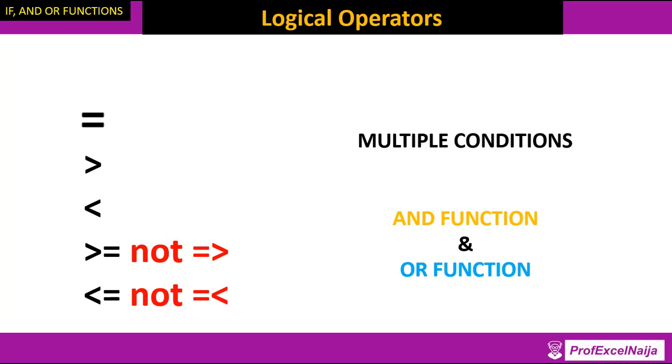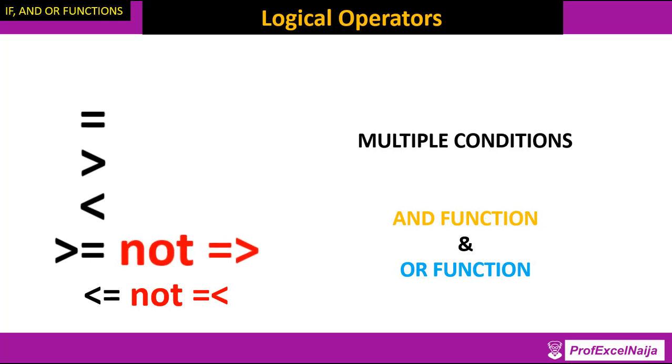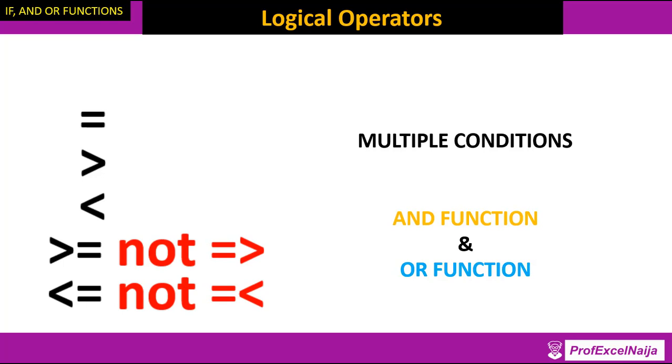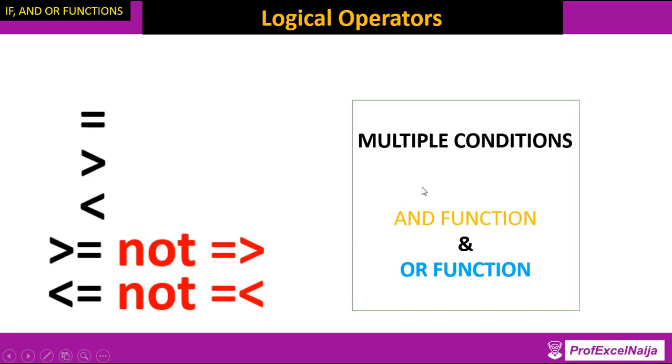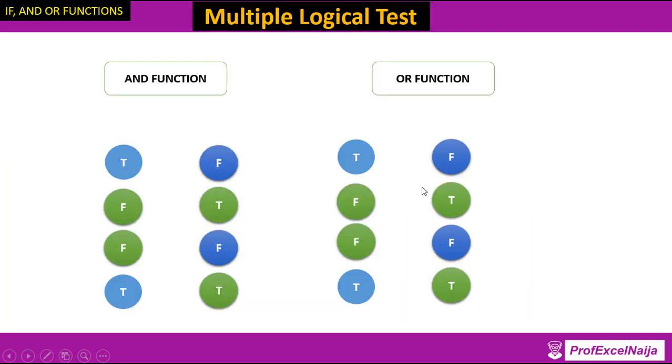We have the equal sign, the greater than, the less than, the greater or equals, then the less or equals. Note, it is not equals or less. If you use this, you will get an error. You could also have multiple conditions using the and or function. And let's look at the way the and or function works.